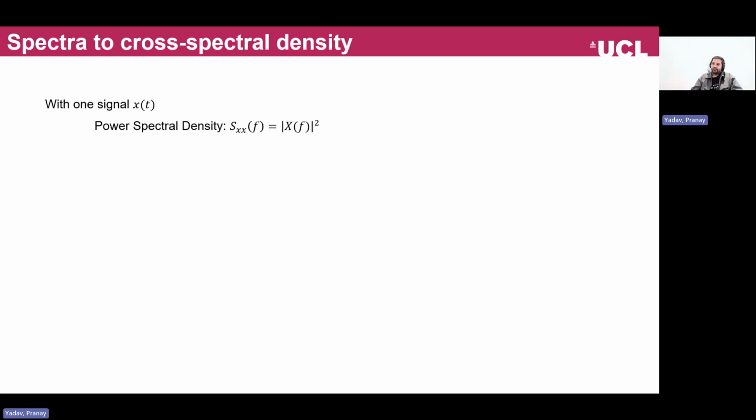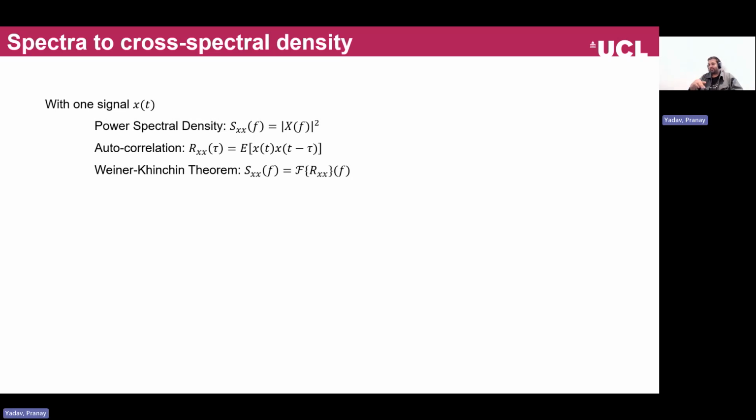Now, from one signal, we can estimate the power spectral density, like I just described. What we can also do is compute its autocorrelation, which is the average of this signal convolved with lags of this same signal. Now, the Wiener-Khinchin theorem says that the power spectral density, under certain assumptions of stationarity, is the same as the Fourier transform of the autocorrelation. So that gives us another way to look at power spectral density.